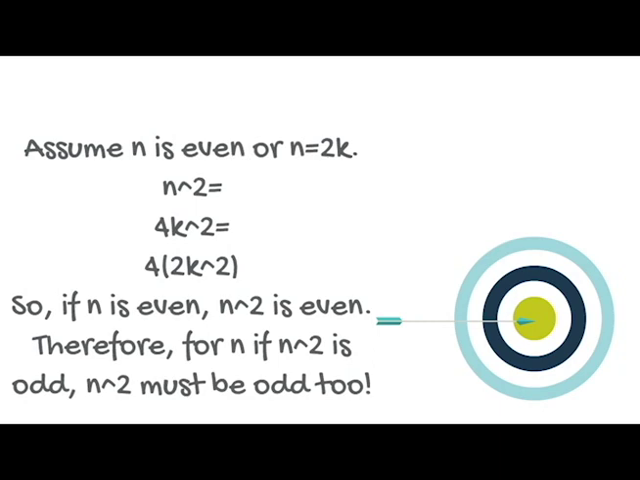Then, using algebra, we get to the statement 4 times k squared. This also is even, making the statement n squared even. Therefore, we have proven that if not Q, then not P is true, and by the definition of the contrapositive, if n squared is odd, n must also be odd.